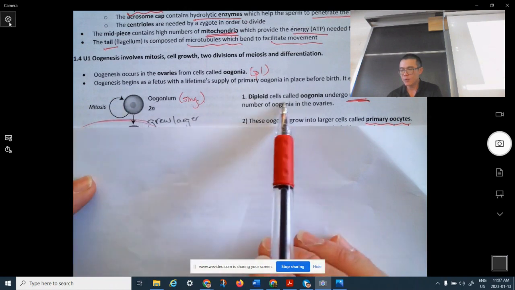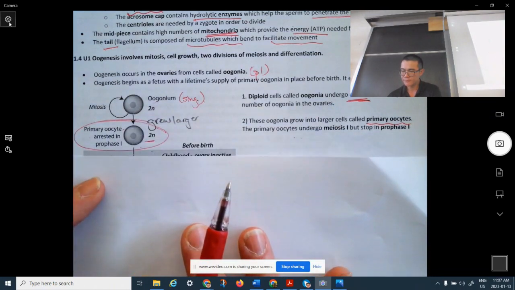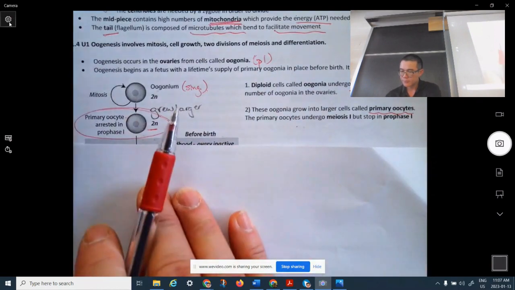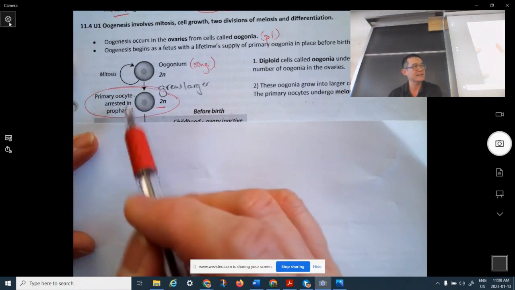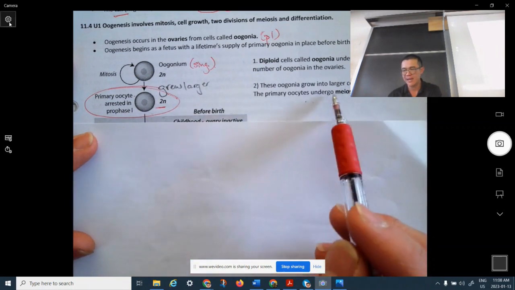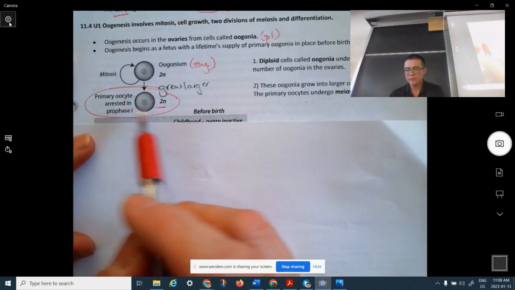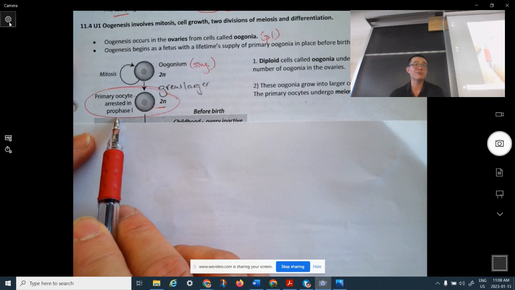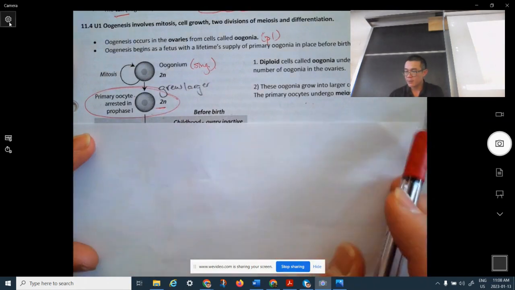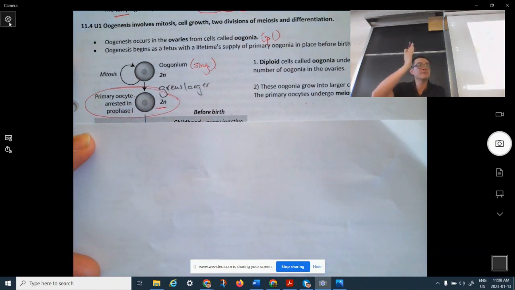These oogonia will go through mitosis to build up. That's before birth. Now, these oogonia will basically just grow bigger. There's not much different aside from size and content. The genetic information is identical. So by the time she's born, these primary oocytes will stop in prophase 1, pretty much right at the beginning of meiosis. So when the girl is born, she has all the primary oocytes, and they will all stop in prophase 1.